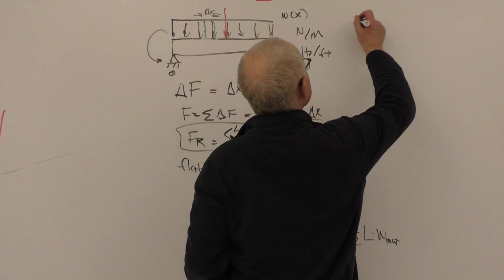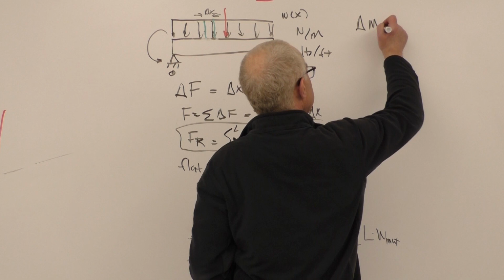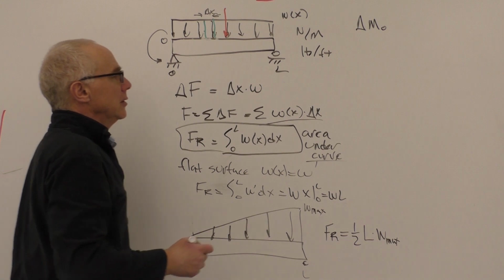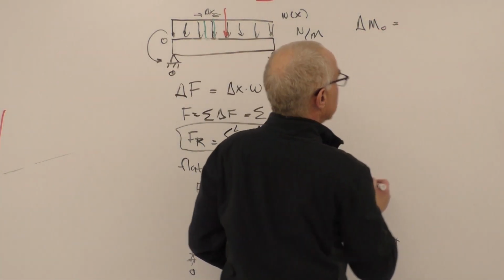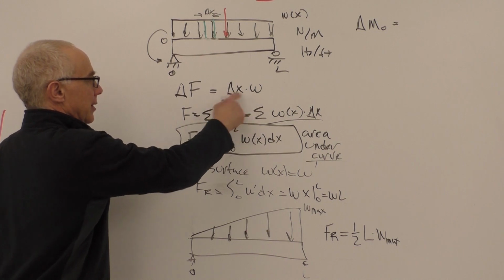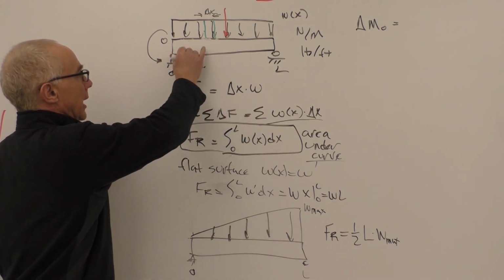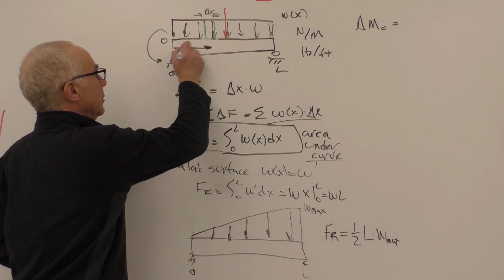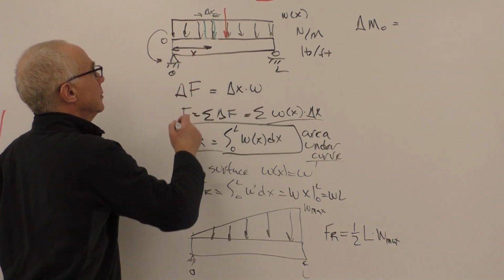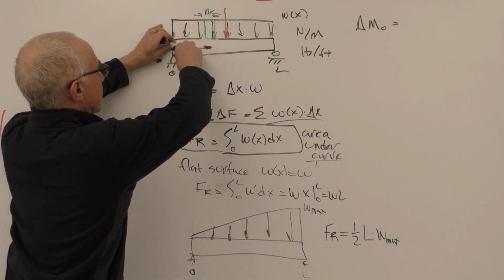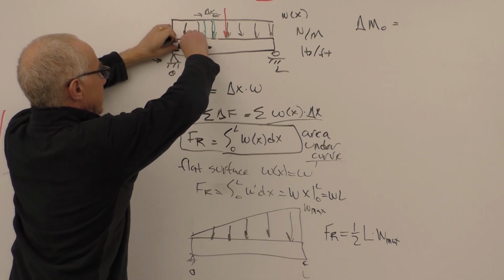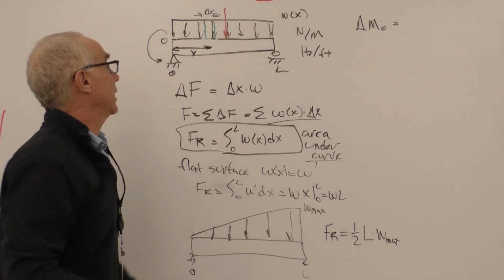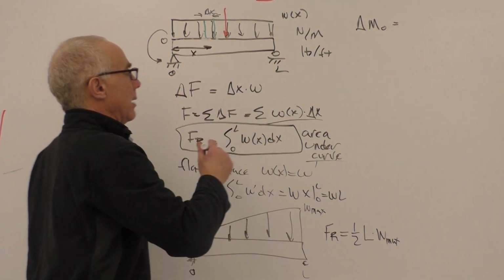So what I'm going to write here is, that moment is delta M of 0, if we call this point 0. Delta M of 0 is equal to that same force, w times delta x, times the length from here to here. Remember, we have a moment arm. We'll call this x. Because we have a downward force, it's applying a moment this way, so it's a clockwise moment, so we need to represent it with a negative value, but it'll be the force times that moment arm.